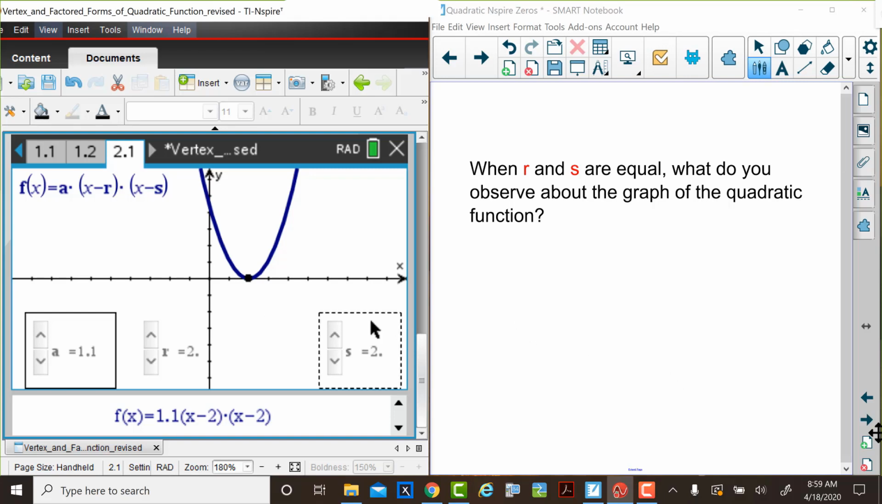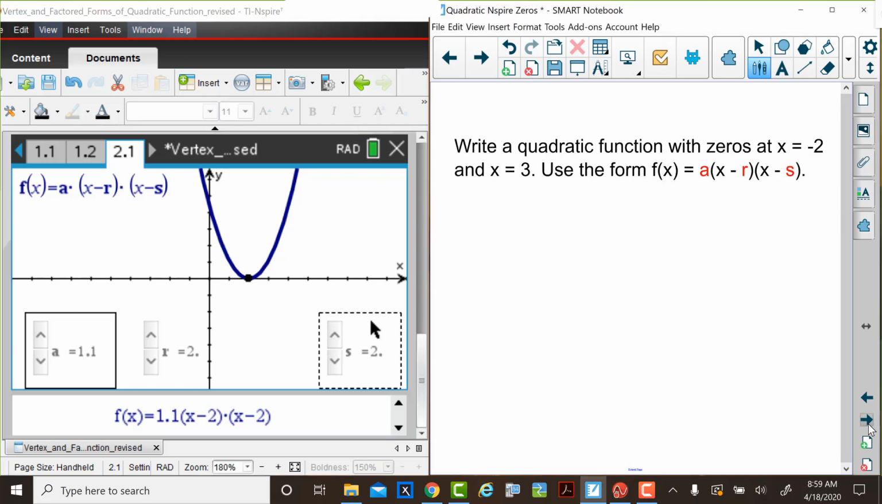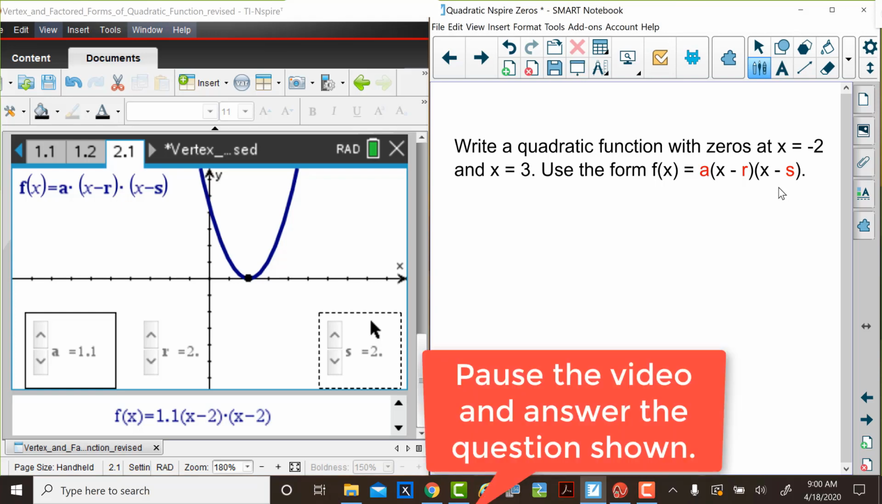Let's now look at a challenge where we can ask you to write an equation. A quadratic function has zeros at -2 and 3, at x equals -2 and x equals 3. We'd like you to write a quadratic function of the form f of x equals a multiplied by x minus r times x minus s. So use your factored form and write a quadratic function with these 2 zeros. Please pause the video and come back when you've had a chance to write your function.